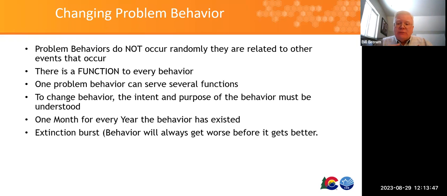So we want to make sure when we're putting behavior programs in place that we keep the behavior program in place through that extinction burst. If we don't keep the behavior program in place through that extinction burst, then what we've done is we've taught them they can skip all the small behaviors and go straight to that big behavior to get what they want. So we really want to make sure that, going back to that 1 month for every year, we're allowing enough time to get through an extinction burst.